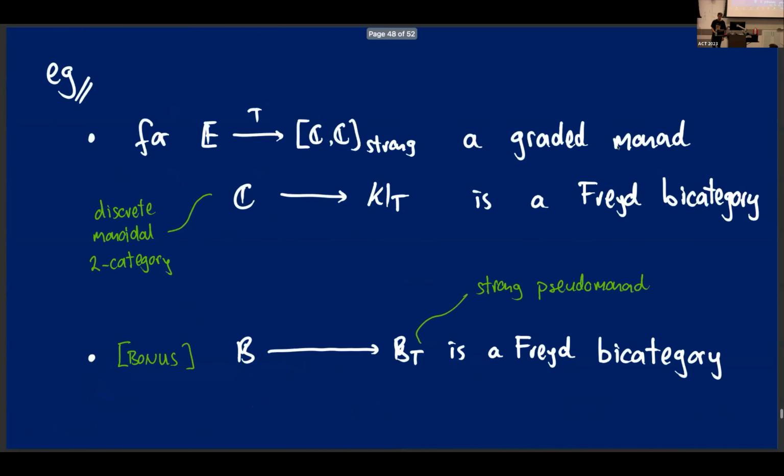And what I mean by that is, I should say, let me give some examples. I'm not going to tell you what a strong pseudomonad is, but you get a Freyd bicategory structure out of that. And similarly, this Kleisli construction defines a Freyd bicategory as well, where you take the discrete monoidal structure. So you turn C into a two-category in a very trivial way.